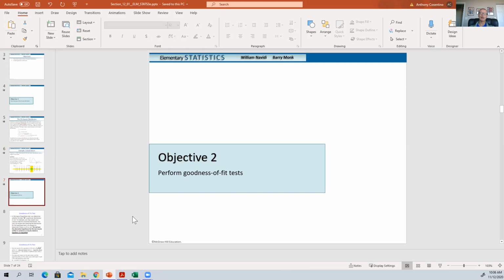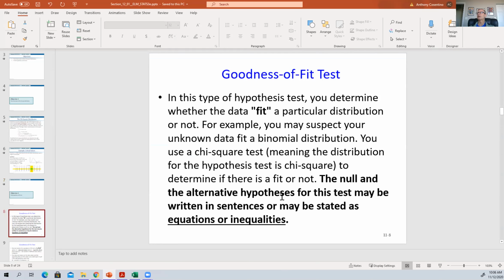And you also need to be able to calculate this test statistic. You could use technology, but you still have to be able to program the correct equations. So let's get started.